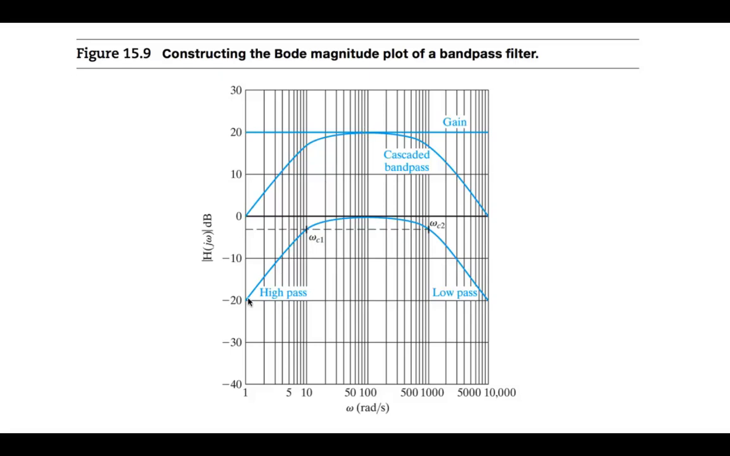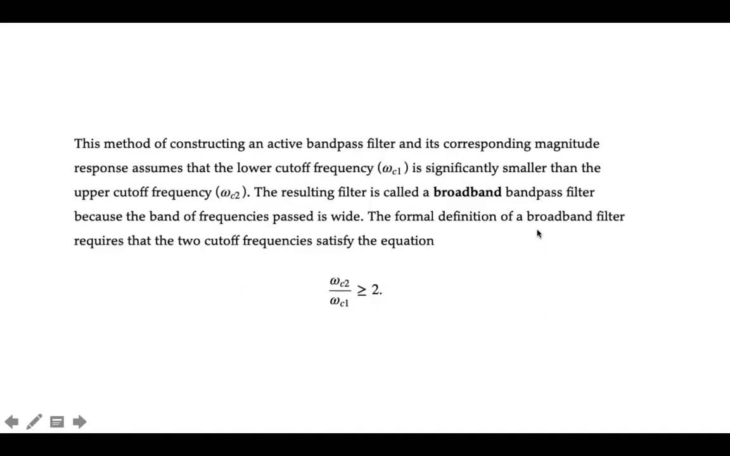It basically consists of a high pass filter that would have a cutoff frequency designed around omega C1, and a low pass filter that would have a cutoff frequency designed around omega C2. And then the gain is achieved by usually adding a third stage amplifier that acts strictly as an amplifier. This method of constructing a filter assumes that the lower cutoff frequency is significantly smaller than the upper cutoff frequency. And so the resulting filter is called a broadband bandpass filter because the band of frequencies passed is pretty wide.